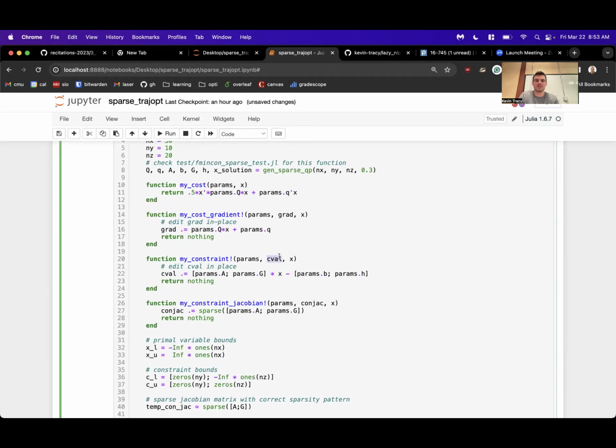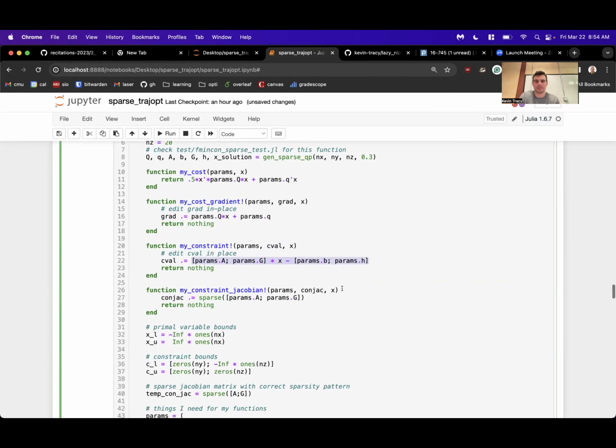So this comes in as a vector. I just assign the values of that vector to my constraint function. Before, I was just returning the values, returning the cost, returning the constraint. Now I am taking the constraint value and stuffing it into one of these vectors, in this exact way that I'm doing right here.